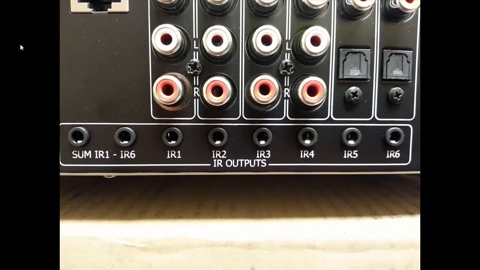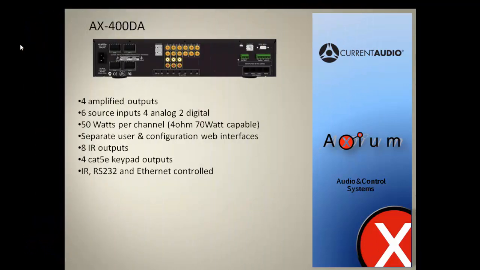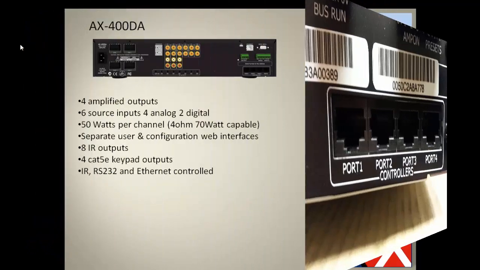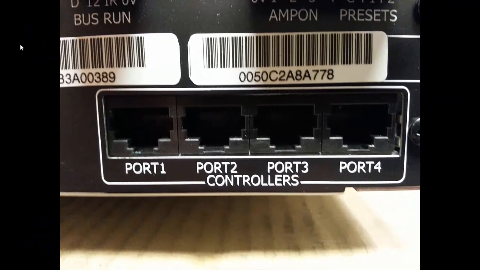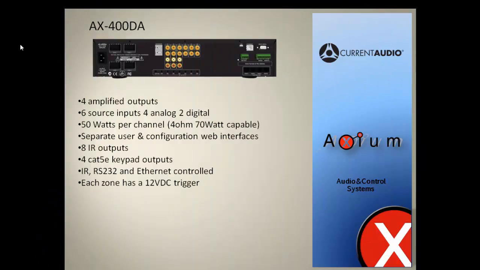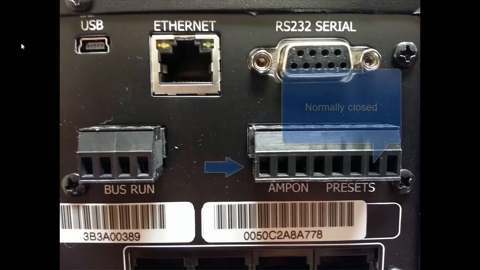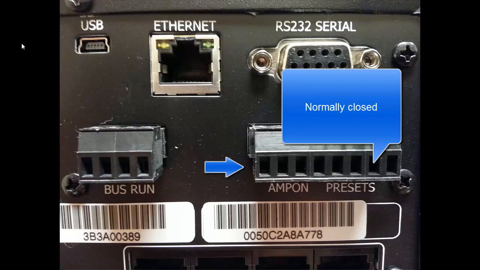Of course, the first 6 are dedicated to the actual sources, with 7 and 8 being IR blasters. It has 4 keypad outputs, and is IR, RS-232, and Ethernet controlled. Each zone has the same 12-volt trigger as the 800. 400s and 800s can be linked together.